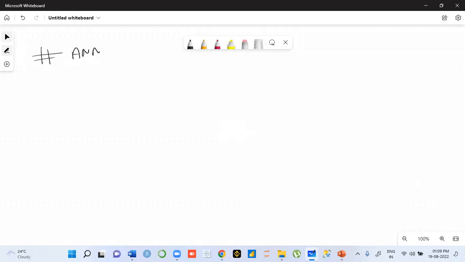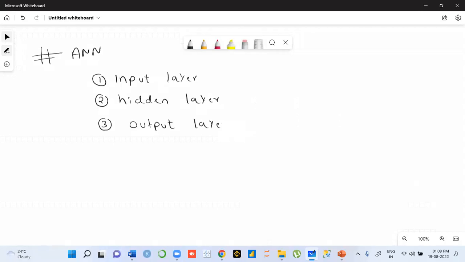In artificial intelligence, we have 3 major points, or we call them 3 major layers. Input layer, point number 1. Second point, hidden layer. Third point, output layer. So we have 3 layers. The entire world will play on 3 layers. Output means prediction. Input means x1, x2, x3. Hidden means calculation.